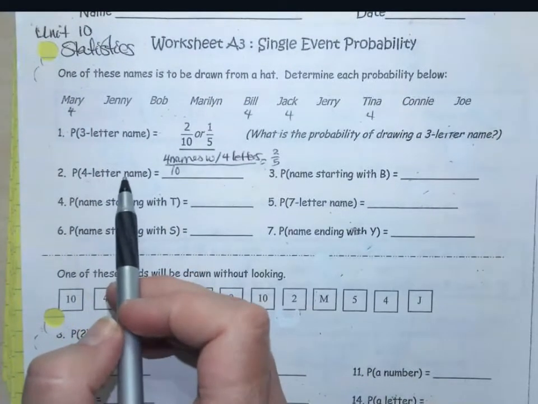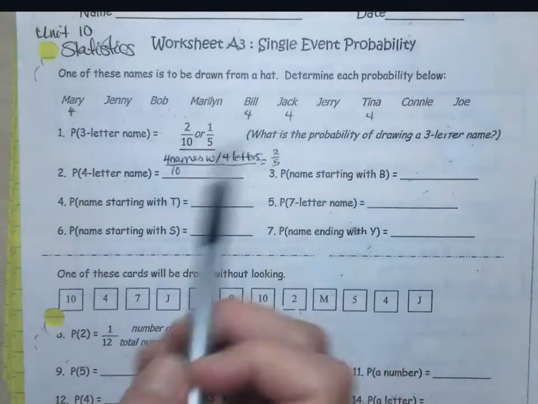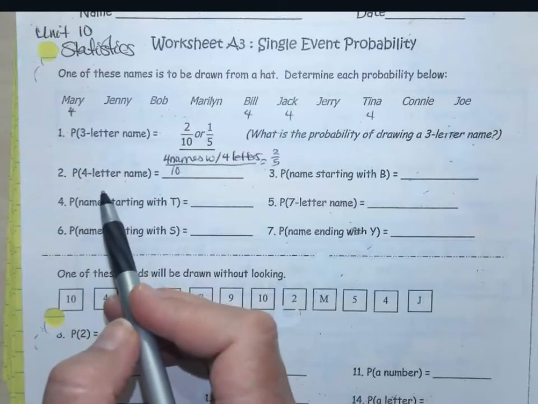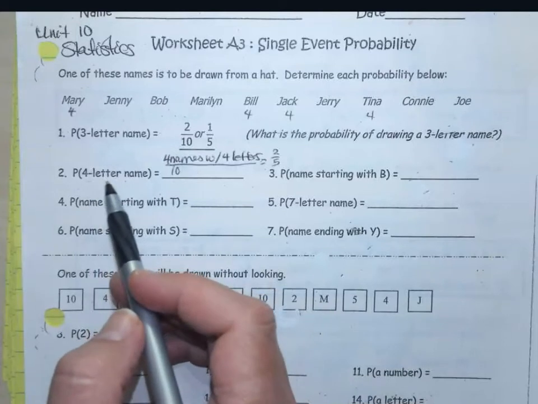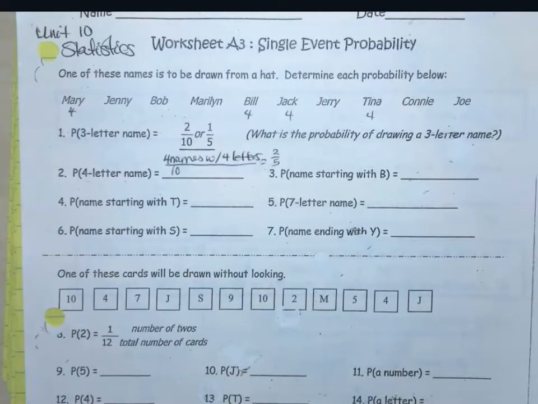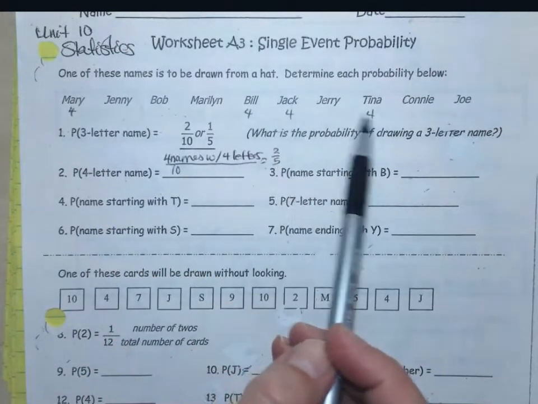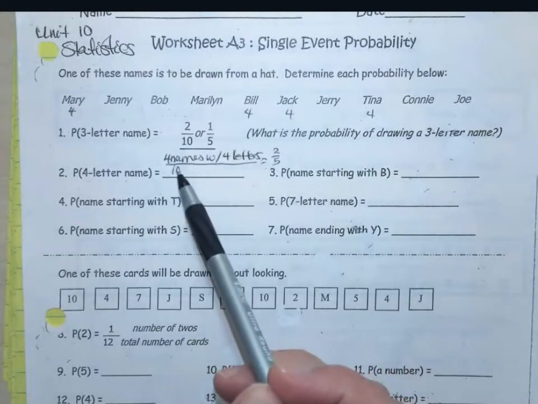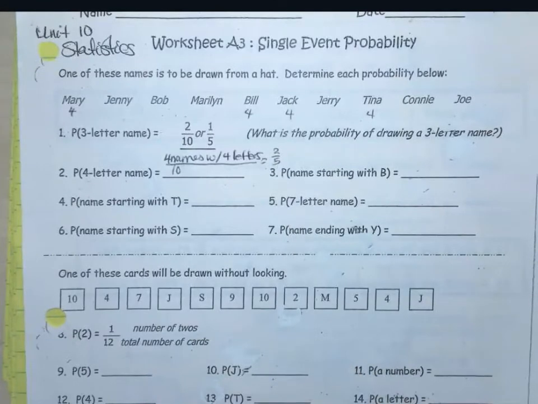Probability of a 4-letter name. Well, we had 1, 2, 3, 4. So success, we read this as probability of. It's kind of like f of x, but it's the probability that a 4-letter name. So if we have all these names in a hat, what's the probability that we're going to have a 4-letter name? Well, it looks like 1, 2, 3, 4 of them. So 4 names with 4 letters. So 4/10 reduces to 2/5. So those are pretty simple.